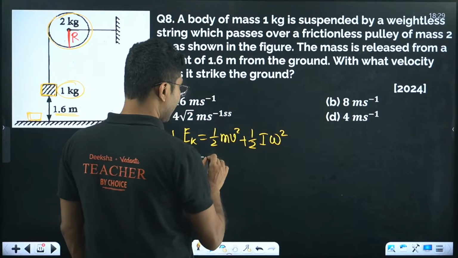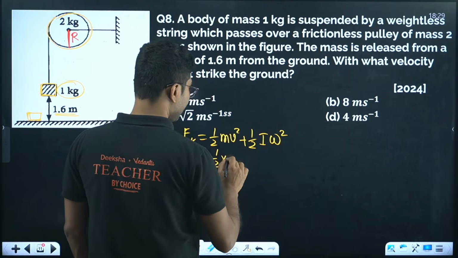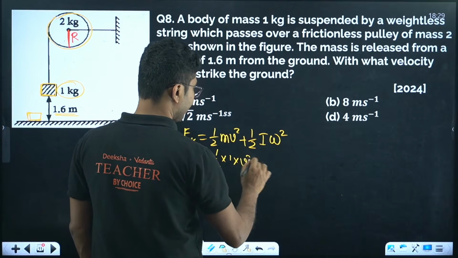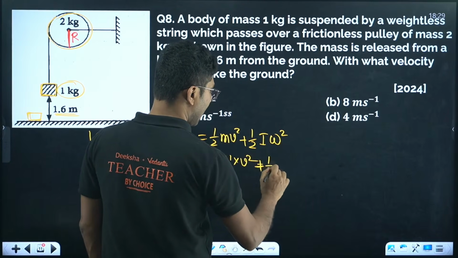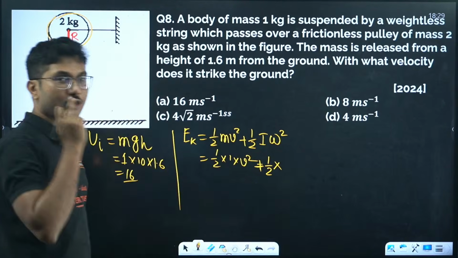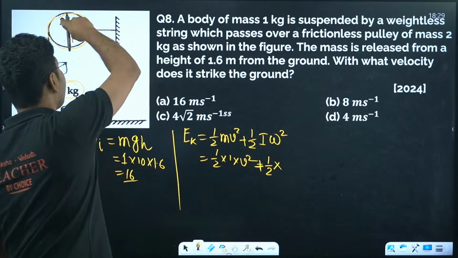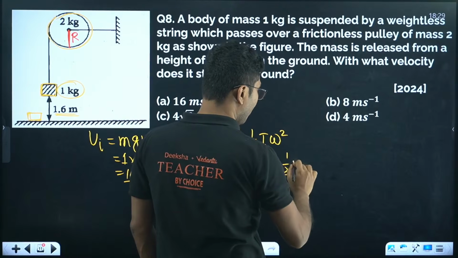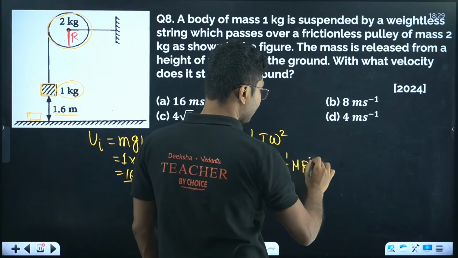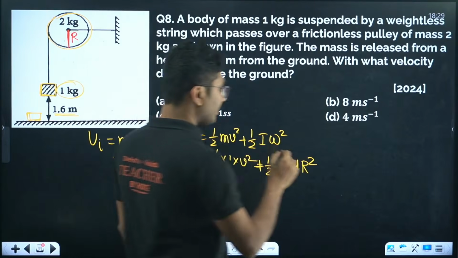Now we know that half m is 1 kg into v square, plus half into I. What is I for a circular ring? When it is rotating around an axis passing through its center, I is the mass of the ring into r square. But the radius is not given, obviously. So how do we cancel that?